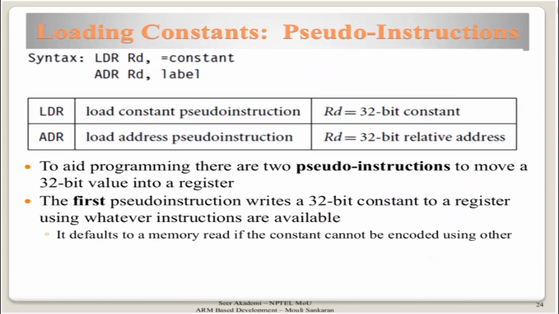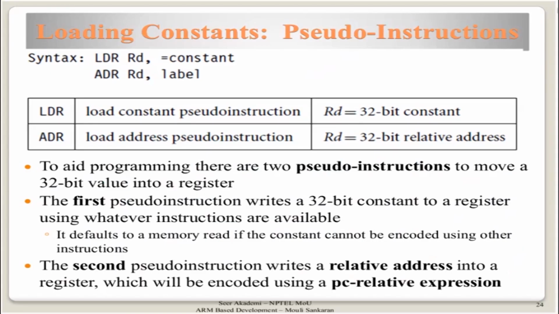Okay, it is aiding in programming. So the first pseudo instruction writes the 32-bit constant to a register with whatever instructions are available. So it can use any instructions to achieve the job. It could be PC relative, it could do it with respect to the PC, or it can do a memory read operation. One example I will show you.